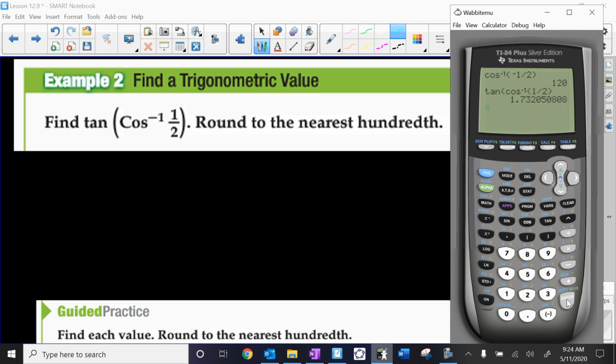That's all there is to it. They just want to make sure that you can plug it straight into your calculator correctly. So the answer, 1.73.